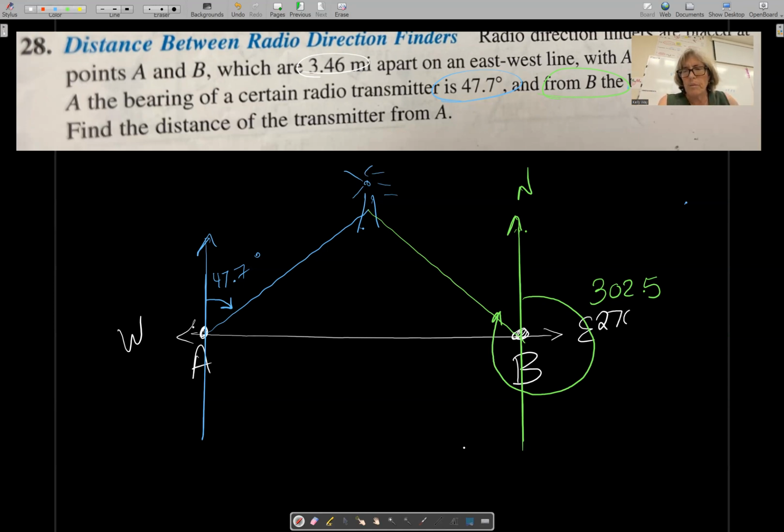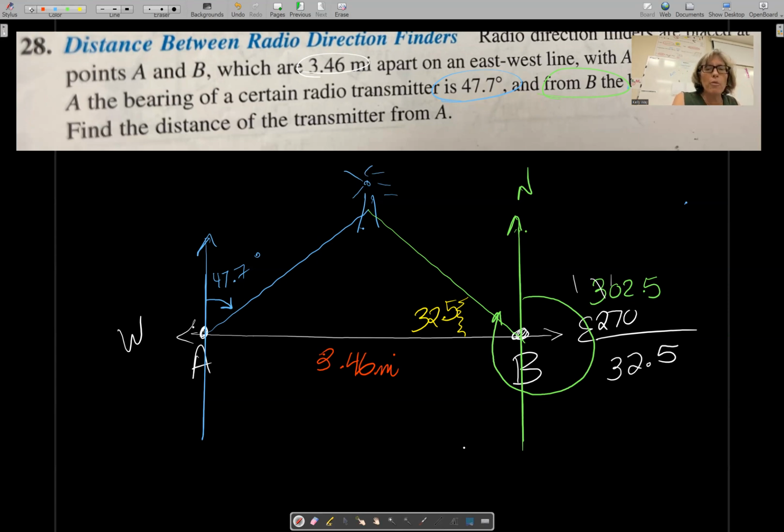So 302.5 minus 270, we have this angle right here is going to be 32.5. And this distance is 3.46 miles apart. Okay, we're going to do law of sines because we have more angles than sides. But before we do that, we need to get this angle over here inside the triangle.